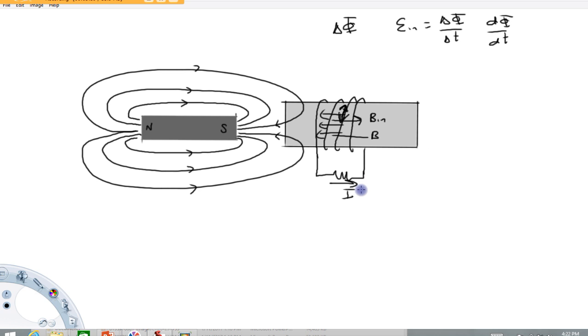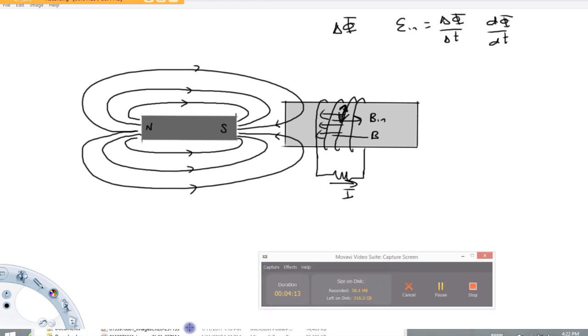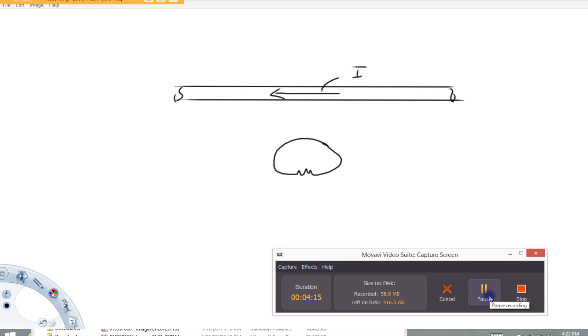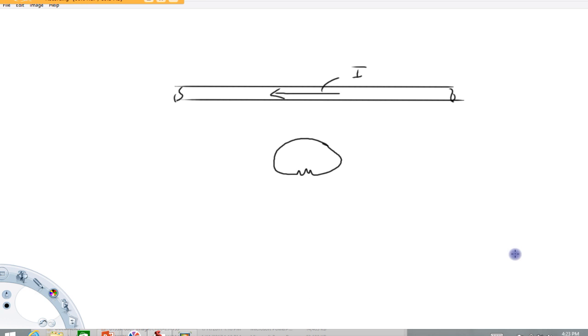I just meant this to be a very short video on applying Lenz's law. It's short enough that I think I can get a second example in, so I'll pause the video and set up one more. Okay, I'm back. I've got another example here.